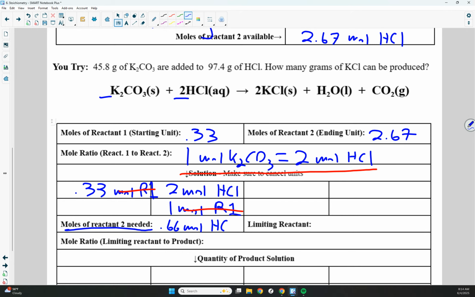And now we're going to compare what we need, which is 0.66 moles, to what we have, which is 2.67 moles. We have more than we need, which means that K2CO3 is the reactant that is limiting how much product we can make, okay? Because our HCl is in excess in this case. We've got more than we need, which means the other reactant is going to be our limiting reactant. So write that over here, K2CO3, which is reactant 1.